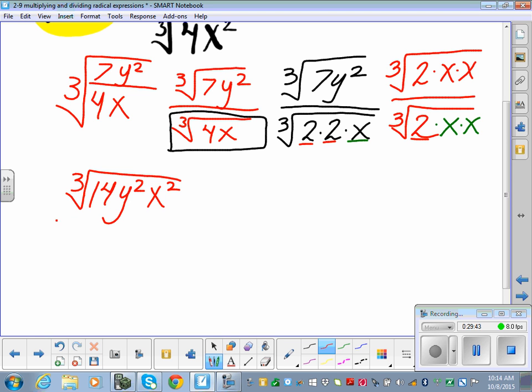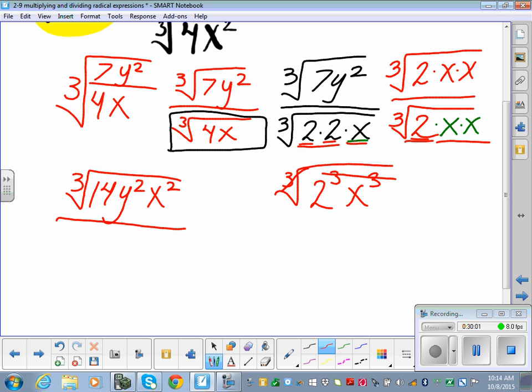Now the bottom, what we had down here was the cube root of, because we fixed it, we had 2 cubed, x cubed, right? There was 3 2's, 3 x's. True? So then what happens? Our root cancels out with our powers because they're the same roots. So left underneath is 2x.